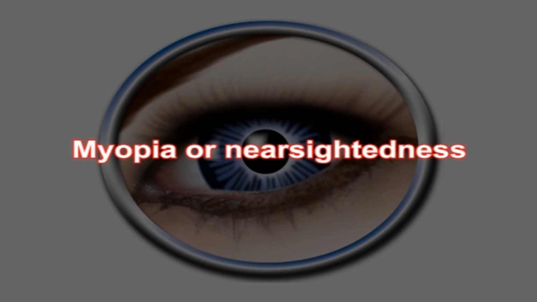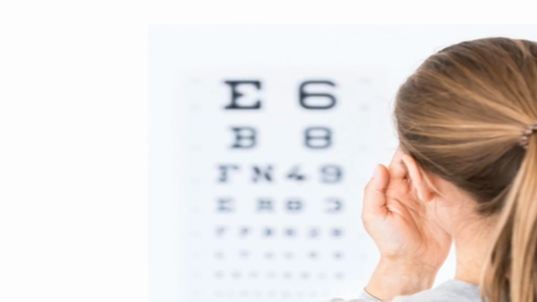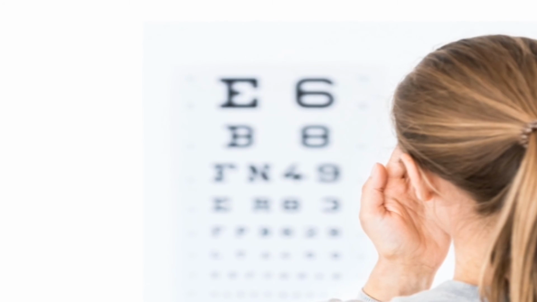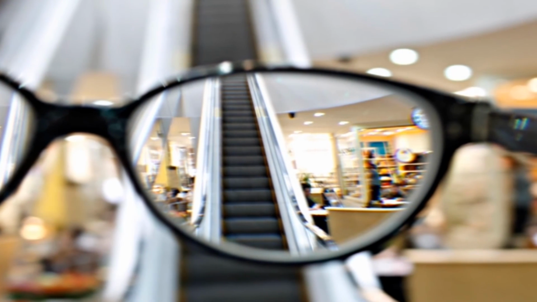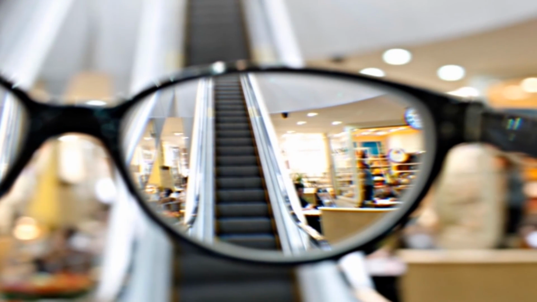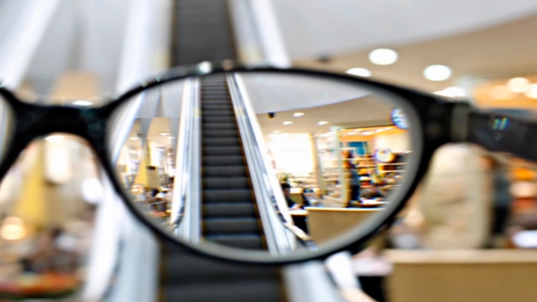The three most common refractive errors are, one, myopia or nearsightedness, difficulty in seeing distant objects clearly. Myopia occurs when the cornea is too curved or when the eyeball is too long. This causes the light to focus in front of the retina, and as a result, the image formed on the back of the eye is not as sharp as it should be.